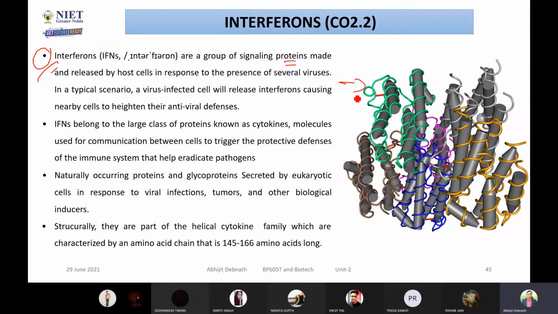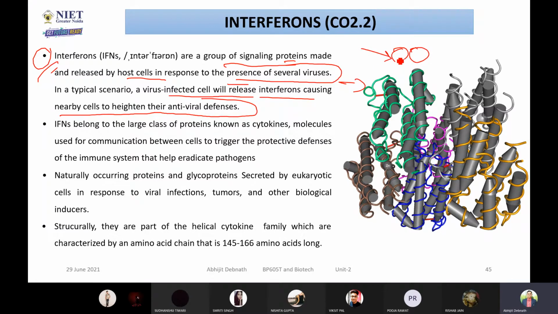Okay, this is the picture of interferon. You can see these are the basic various proteins, and it is released by the host cell in response to the presence of several viruses, like SARS-CoV-2. If a virus enters the body, then a host cell will release interferon. In a typical scenario, a virus infects the cell and the cell releases interferon, causing the nearby cells to heighten their antiviral defenses. Here is a cell, here is another cell.